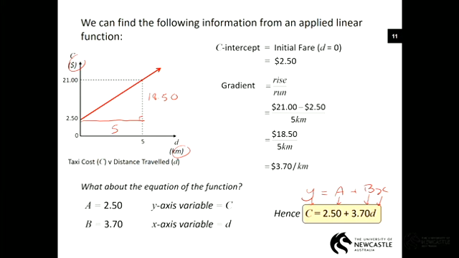And I could then get asked, well, what's it going to cost me for a 20-kilometre trip or whatever? Or if I've got $50, how far could I travel? Those are two questions I could get. Like I could then say, well, replace the C with a 50 and solve it to find the D. How far can I get? Okay, either way.